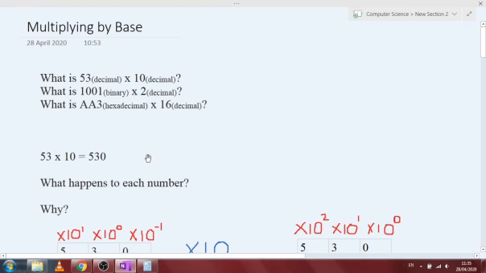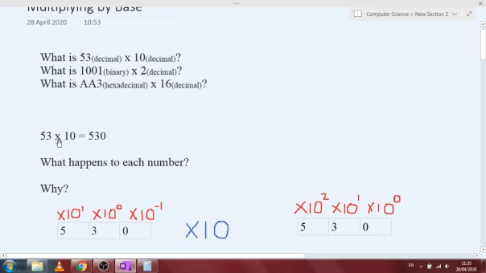So let's just look at the example we can do in our heads and break it down. What is 53 times 10? Well, it's 530. So we look at this. What happens to each number? Well, each number moves across left. We add a 0 to the end, whichever you want to say.